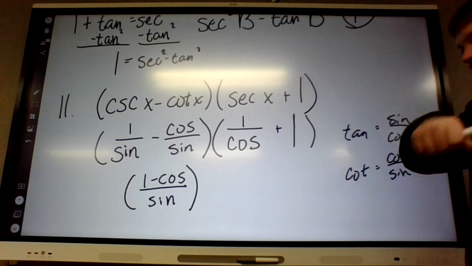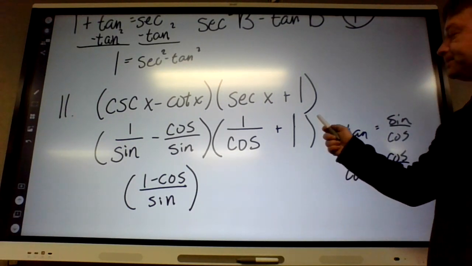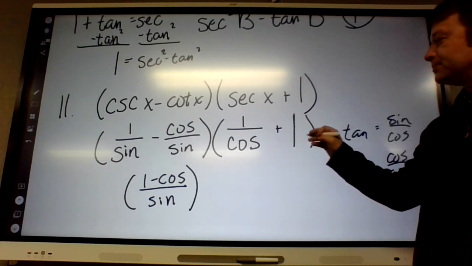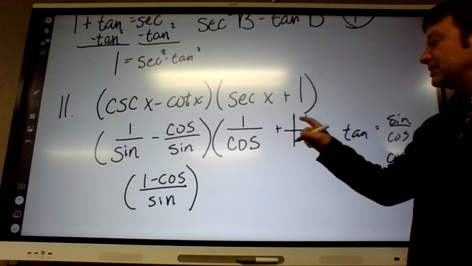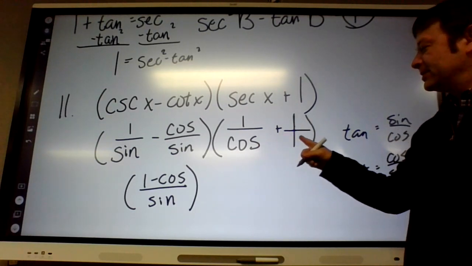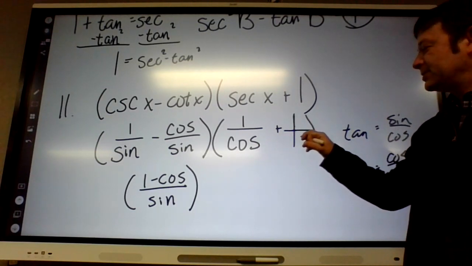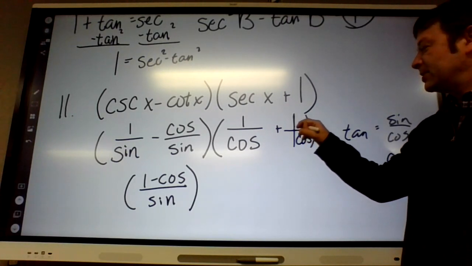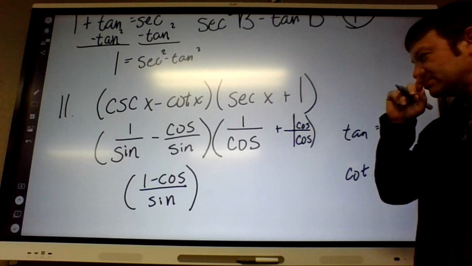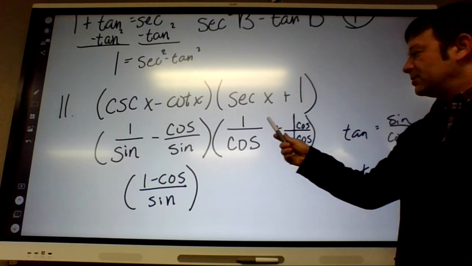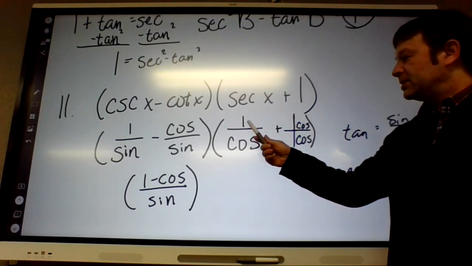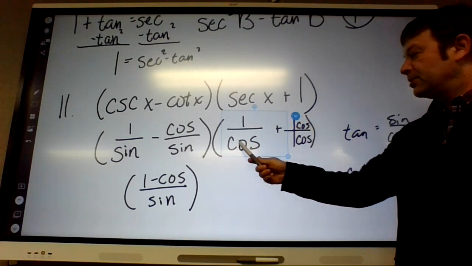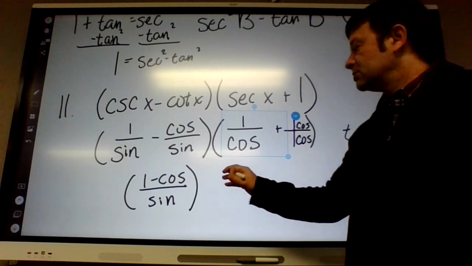Bless you. All right. What is 1 as a fraction? 1 over 1. What's the common denominator? Cosine. So if I multiply by cosine, 1 over 1 can turn into cosine over cosine. So this one turns into 1 plus cosine over cosine.